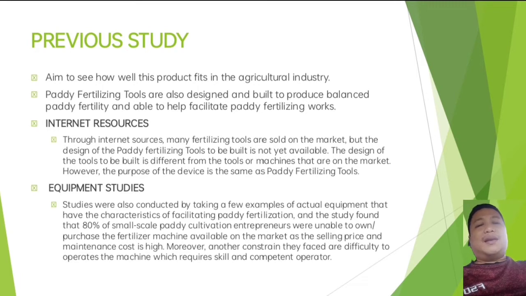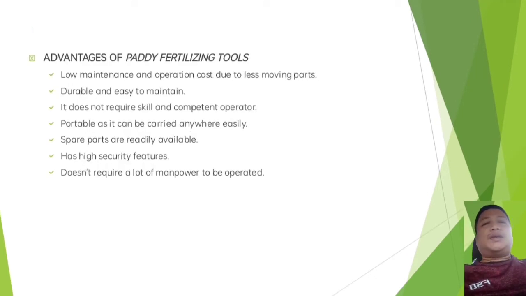A human study found that 18% of small-scale farmers are unable to own or purchase the fertilizing machines available on the market, as the selling price and maintenance cost are high. The advantages of the paddy fertilizing tool are low maintenance and operation cost due to fewer moving parts, it is durable and easy to maintain, it does not require a skilled and competent operator, it is portable as it can be carried anywhere easily, spare parts are readily available, it has high security features, and it doesn't require a lot of manpower to operate.